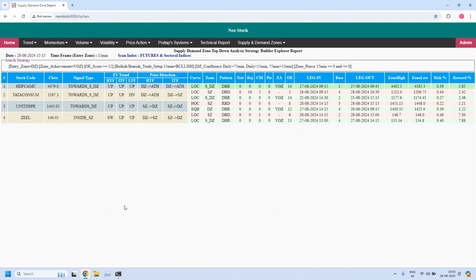Let's filter. 4 stocks are filtered. All these 4 stocks are having LTF, ITF, HTF confluence. Here you can verify demand zone confluence. Daily 15 minutes and 15 minutes. Daily 75 and 15 minutes. Confluence is there.